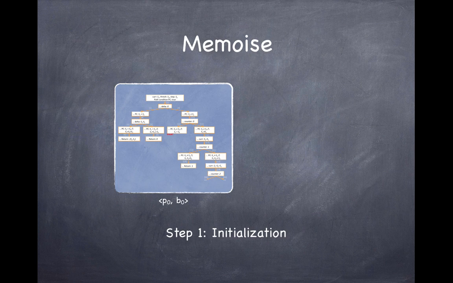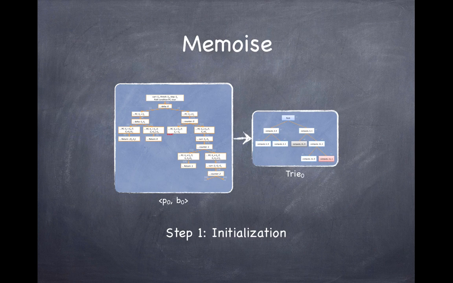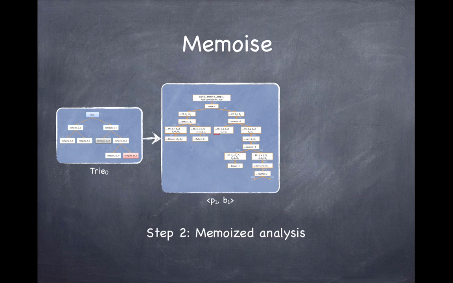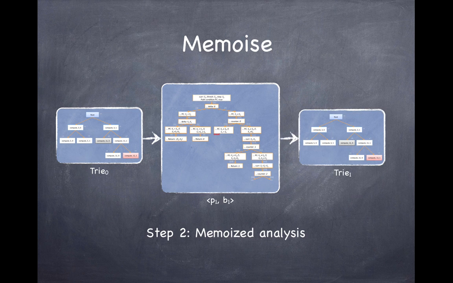Specifically, Memoise builds a trie to record past exploration information during a run of symbolic execution, and for the next round of symbolic execution, the trie is reused to guide symbolic execution to explore only paths of interest, and the trie is also updated according to the new path exploration and is stored for future reuse.